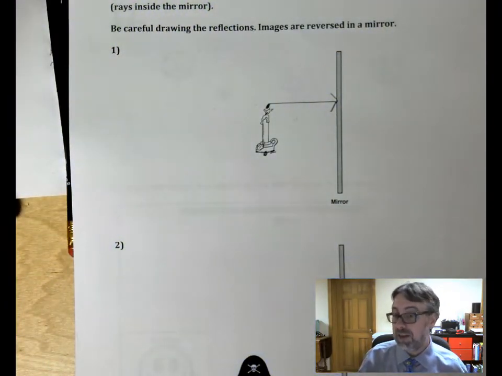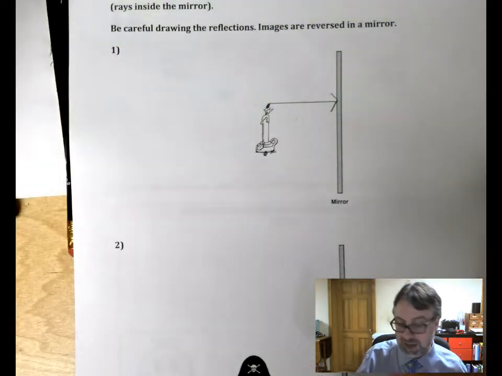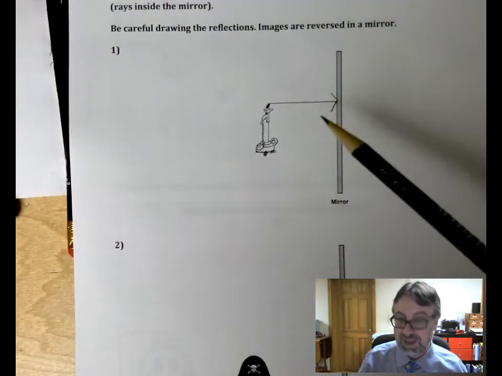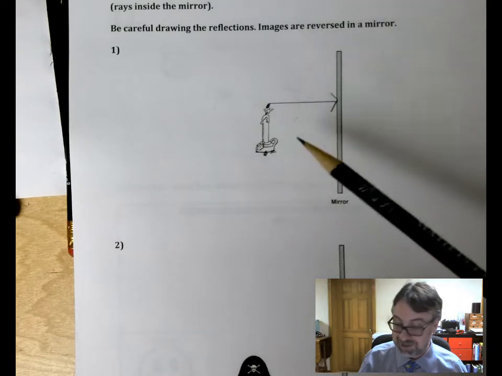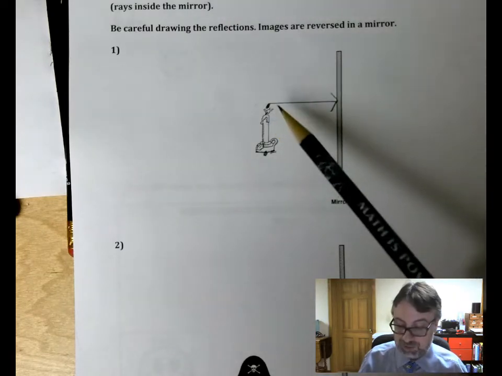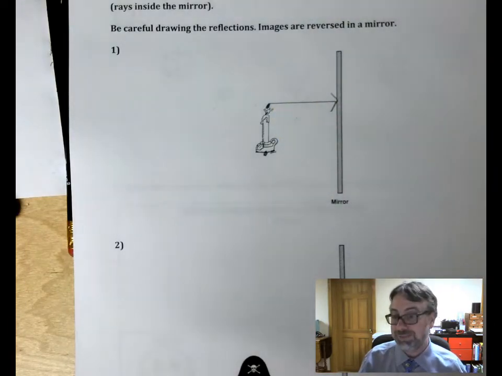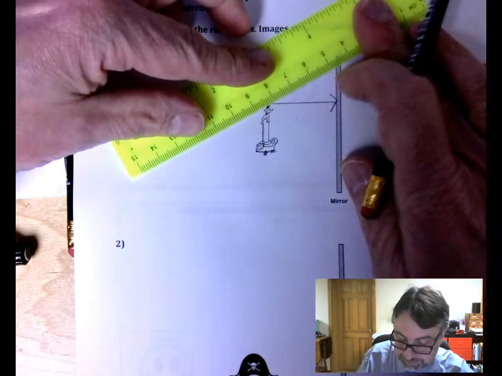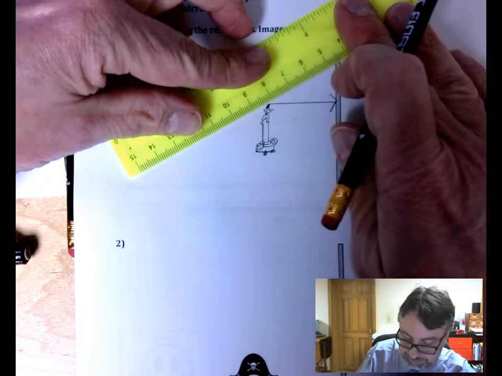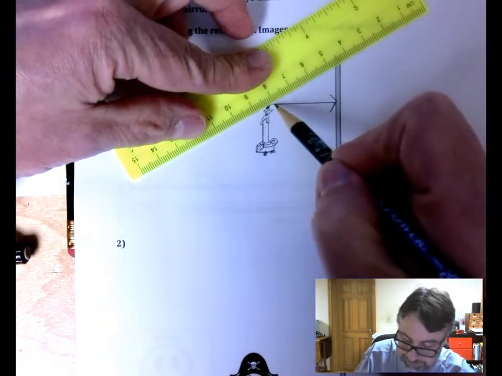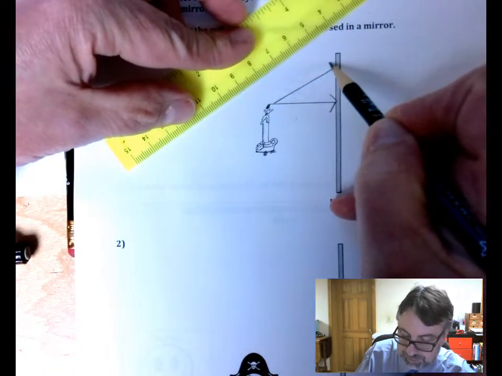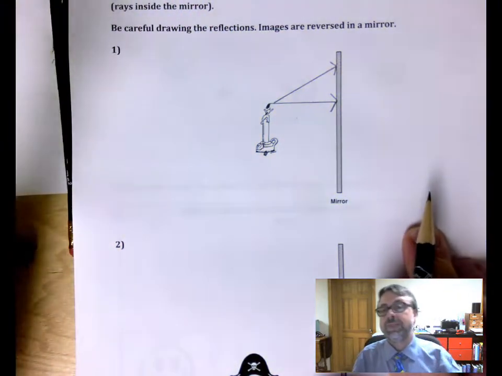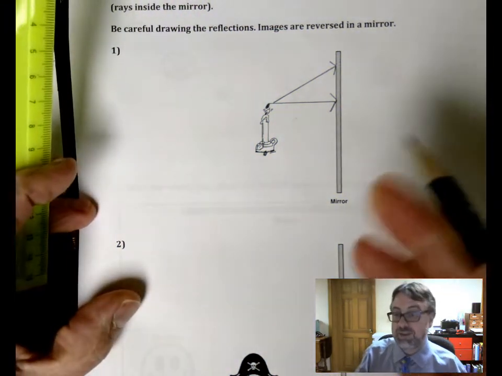Now I need another incident ray going to the mirror. This is where students get a little frustrated. They go, how do I know where to send it? And the answer is, send it wherever you want. You just need to go from that point, and you need to hit the mirror somewhere. All right, those are my 2 incident rays.